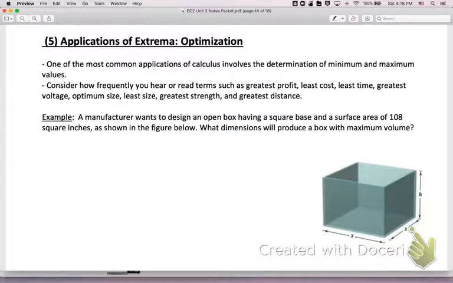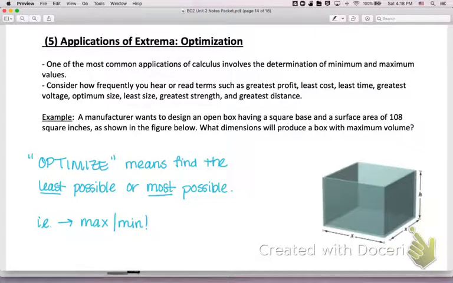So the main idea that I want you to take away: we always get kind of stressed out about these problems, but these are just maximum and minimum problems. That is it. Optimize simply means to find the least possible of something or the most possible of something. We can say maximize or minimize, but optimize covers all of those things. So these are just max and min problems. So let's look at a couple that we'll go ahead and work out.